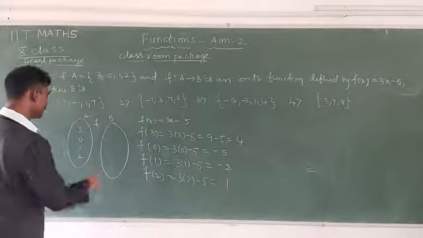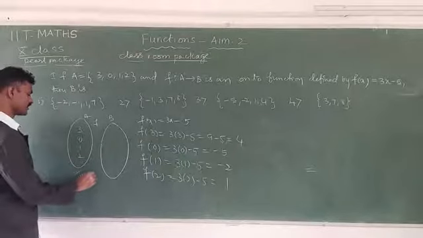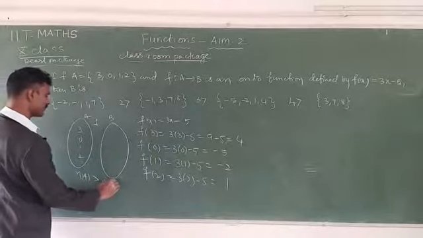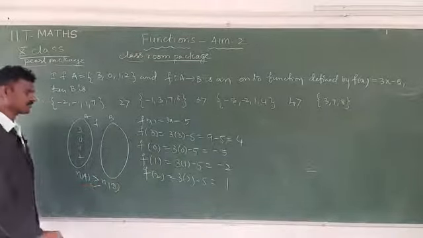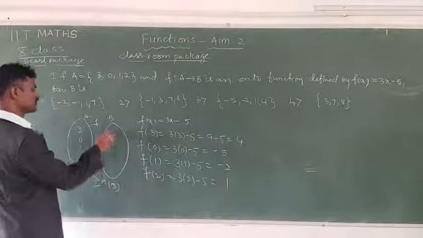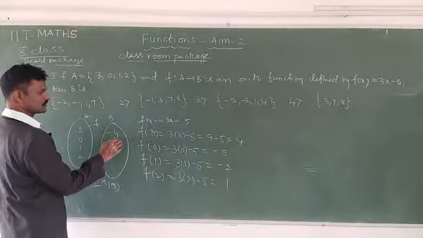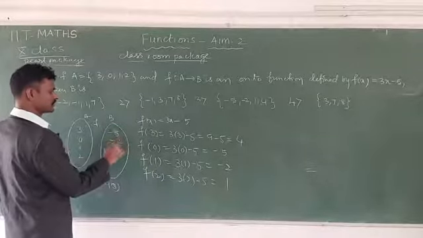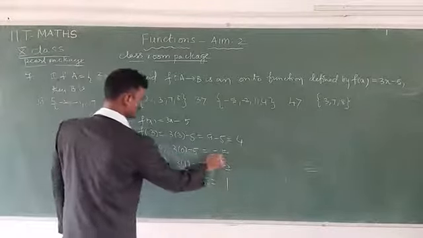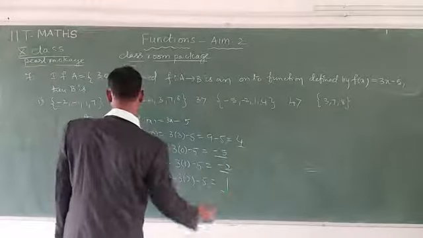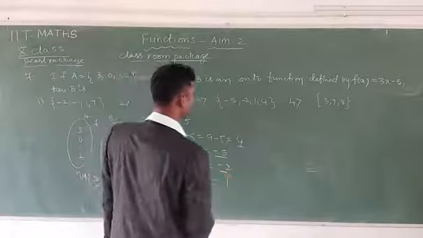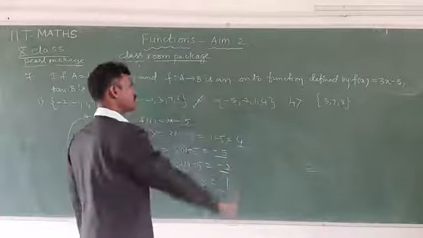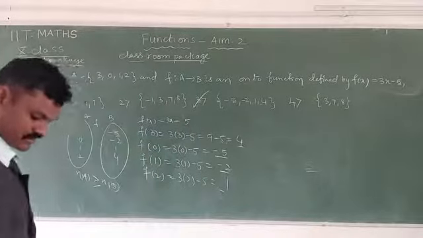See here, an onto function means n of A is greater than or equal to n of B only. See here, in the codomain: minus 5, minus 2, 1, 4. That's why B is equal to minus 5, minus 2, 1 and 4. Note down.